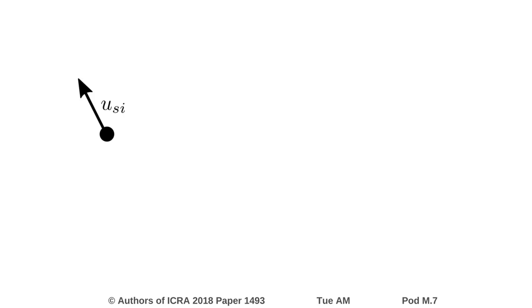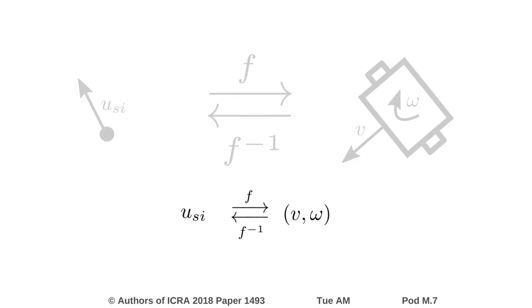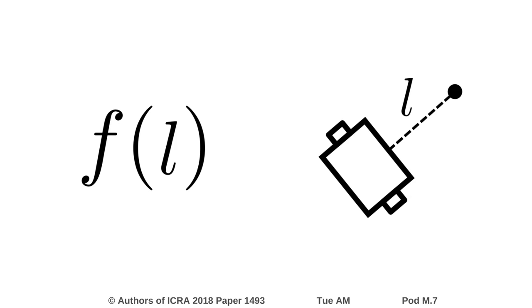If the planar single integrator point has a control input of linear velocities u sub si, then taking a derivative yields a diffeomorphism f between the dynamics u sub si and the linear and angular velocity of the mobile robot. That is, f converts between the control input to the single integrator and the control input to the mobile robot. It turns out that the diffeomorphism is actually a function of the distance L.